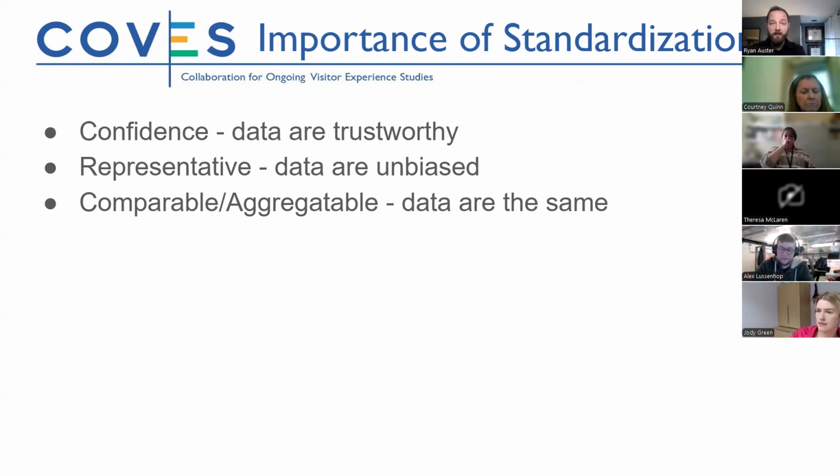Two, that they're representative. Our random sampling procedure is intended to give you an unbiased view of your overall audience, even when you're collecting fewer than 1% or 5% of your total visitors, within a 3-month or 12-month period. And lastly, it's designed to be comparable and aggregatable, meaning the data are the same. You can push them together, you can take them apart because they are the same questions, the same response options collected in the same way.